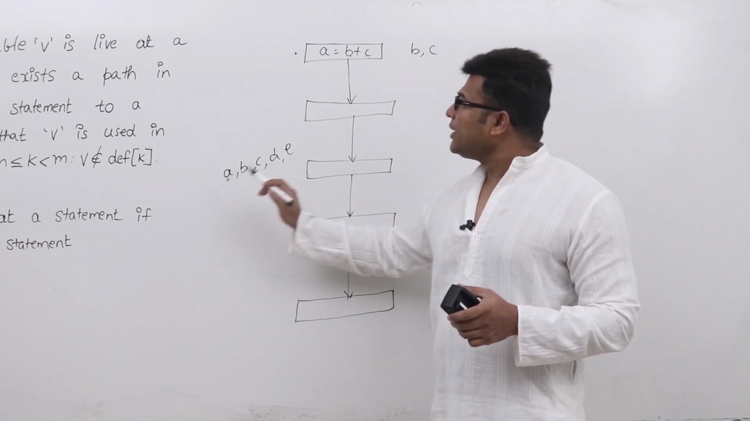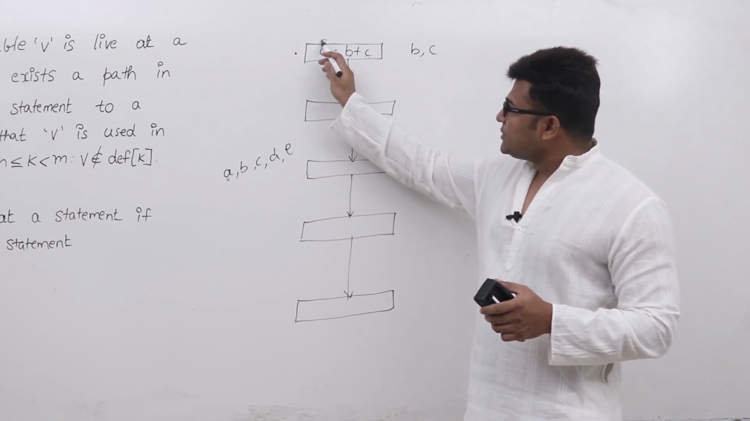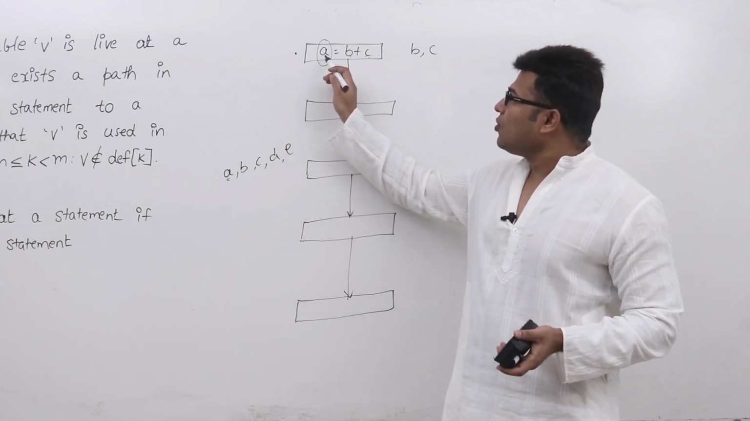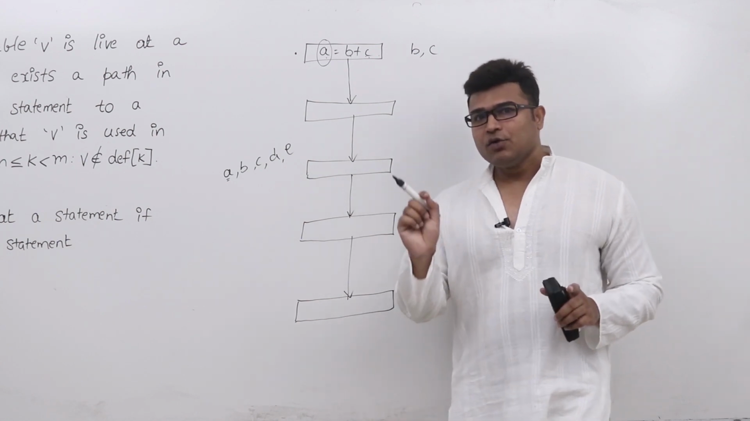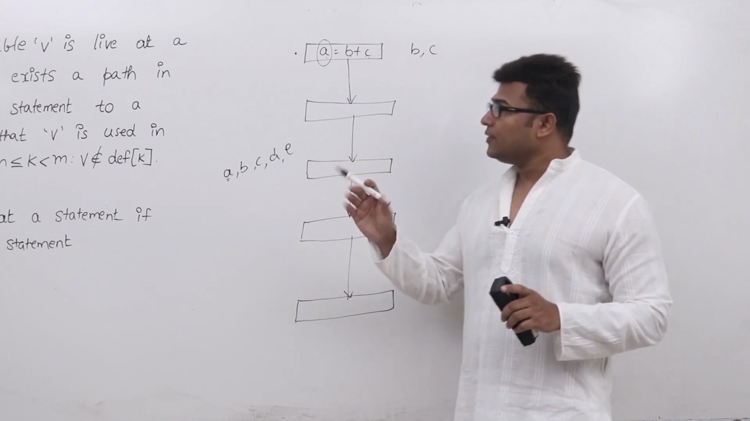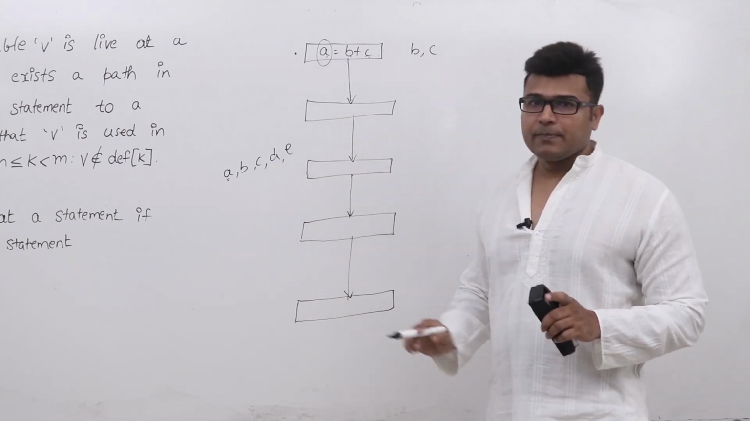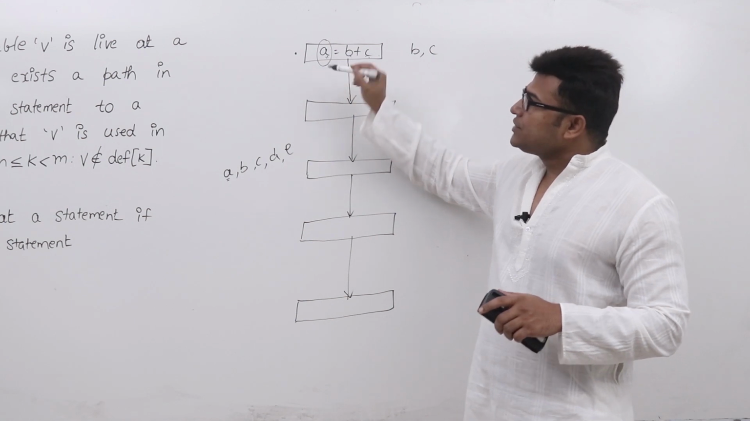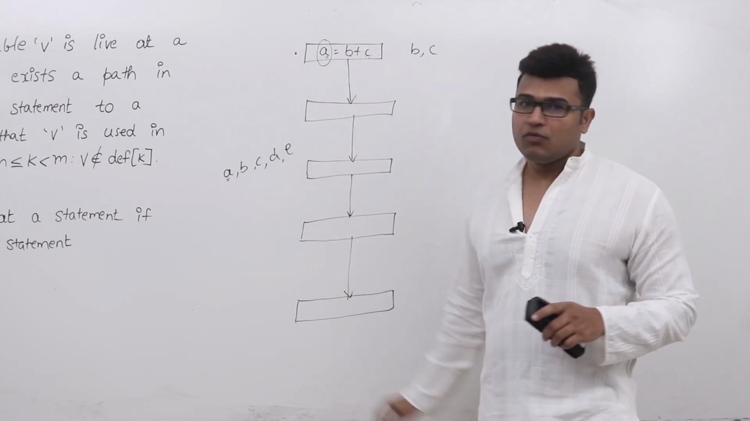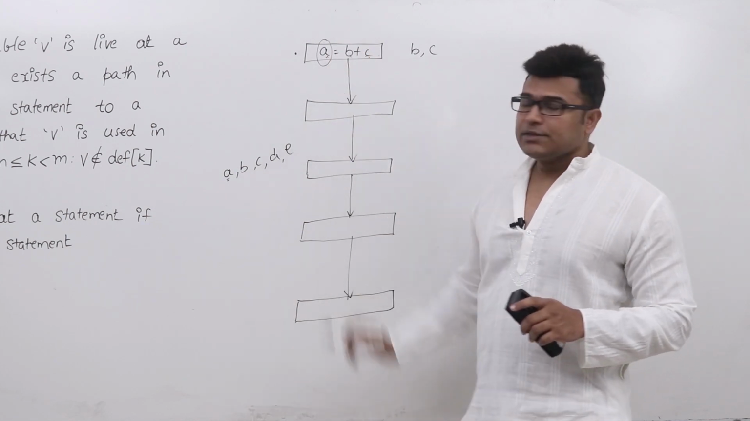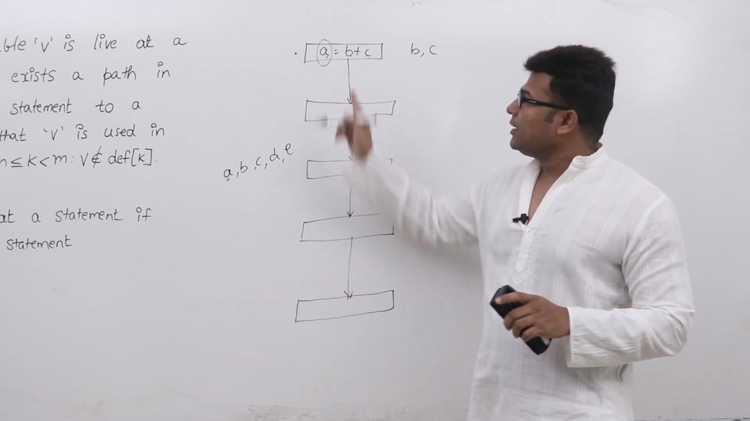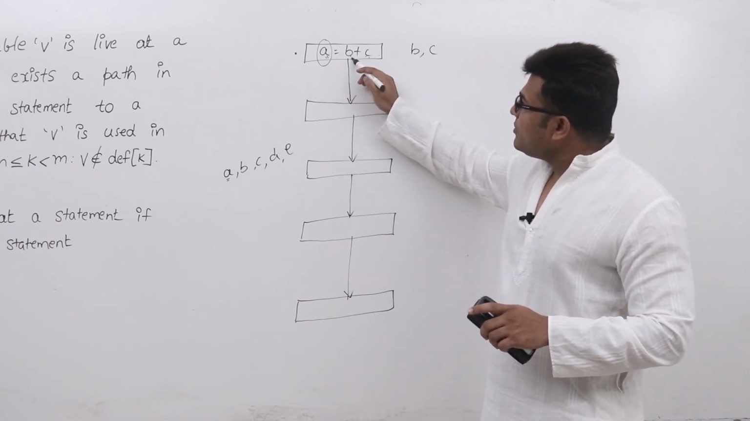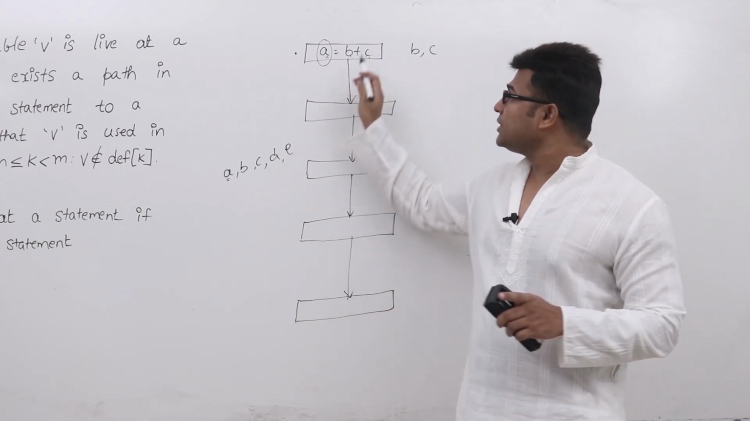Now what about A? Is it live? Whenever there is a definition and there is no use in this statement, it is dead. So A is dead here. This is the only exception that you might have to remember in the entire analysis. Wherever you see a definition, that particular variable is dead. Why? Because whatever value A was having earlier is not useful from this point. That is why it is dead, which means the earlier value of A is not useful in this statement, therefore A is dead.